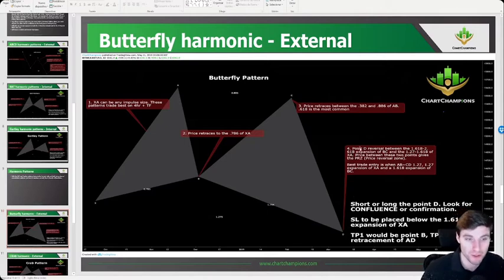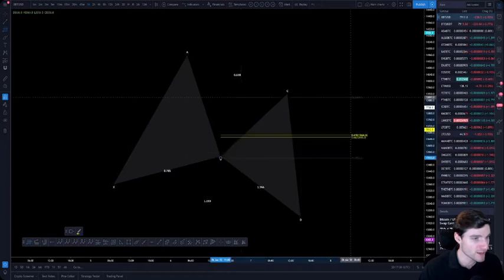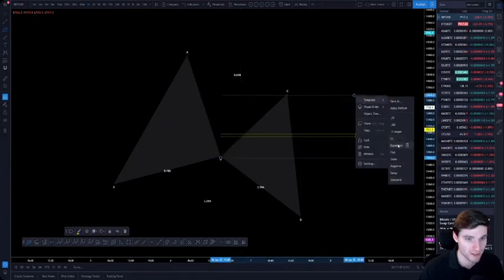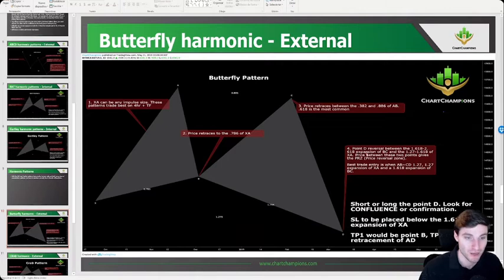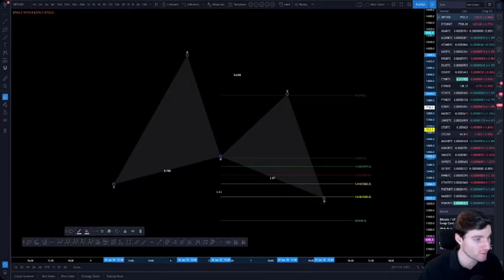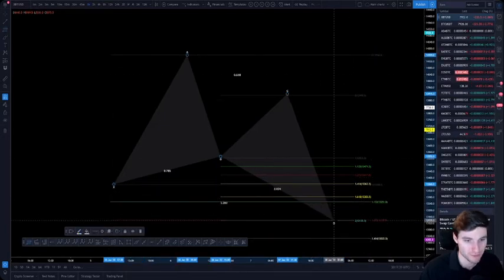Basically, what we're looking at is point D between the 1618 and 2 expansions of B and C. So if we just load this up a second, from B to C, we can go from B up to the C and put this on an expansion. And another form of confluence we could look for is between X and A. So this is another one, X up to A, and we could say there would be some confluence here.